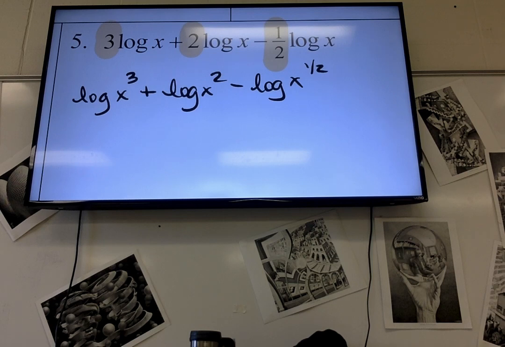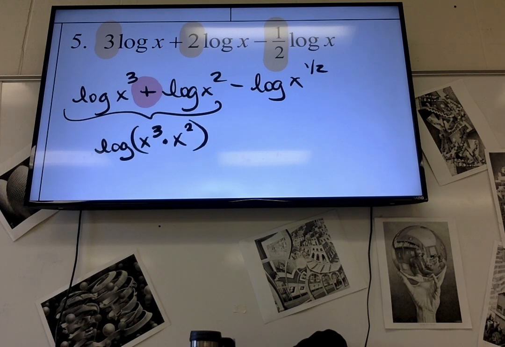The addition, I think. Yeah. So if you have addition, what can I do? Multiply. I can rewrite it as one log and multiply. So I'm only looking at these two right now, because those are the two that are added. So it's log x cubed times x squared, which you could multiply out. I'm just waiting a minute just in case something cancels like it did before.